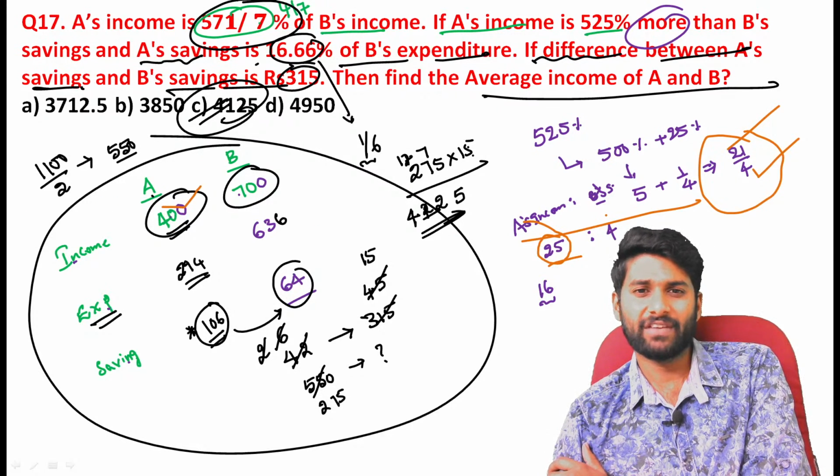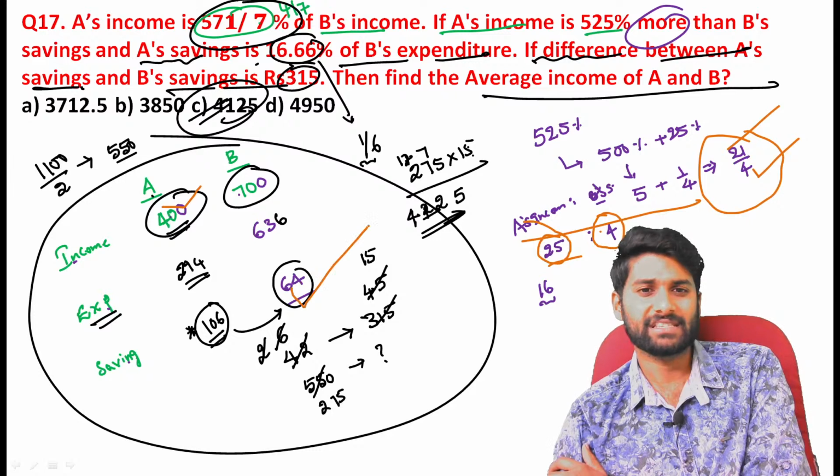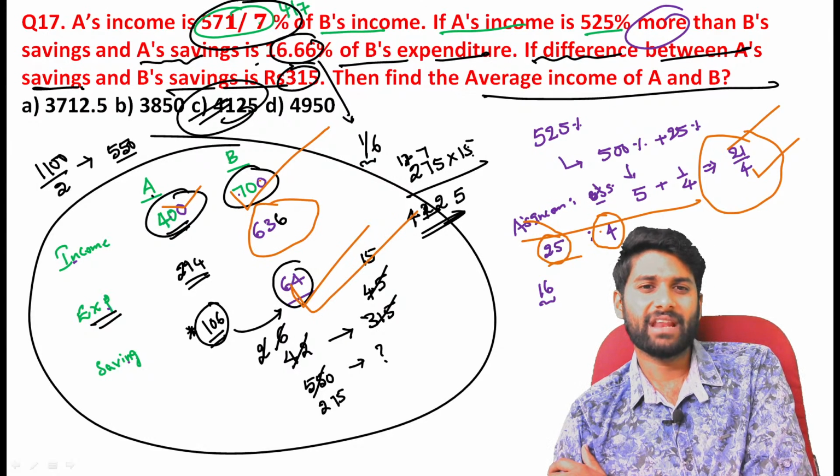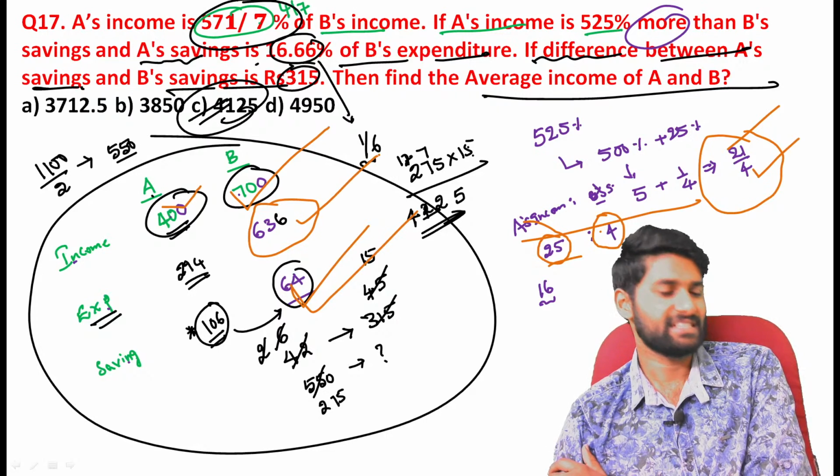Now I just identify B's savings. B's savings means 4 units, and each unit is equal to 16. 4 into 16, now you can get 64. Now B's income is 700 and B's savings is 64. The expenditure means 700 minus 64. Now you can get 636.